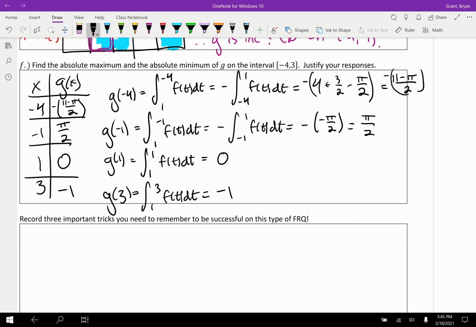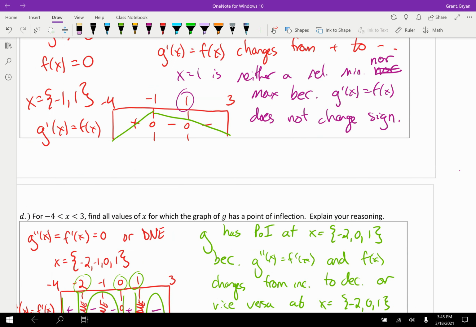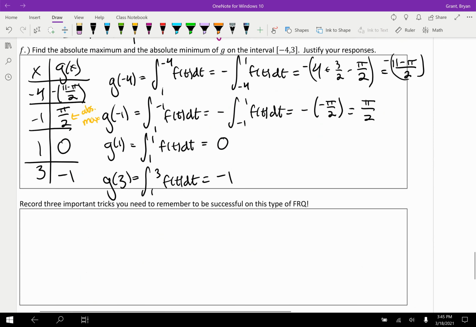All right, so then the question becomes, which one is the absolute min, which is the absolute max? Well, it looks to me like there's only one positive answer here. That's pi over 2. That's got to be our absolute max. And that also agrees with the sign chart from earlier, doesn't it? Right, the absolute max had to occur at negative 1. Looks pretty good. What about the min?